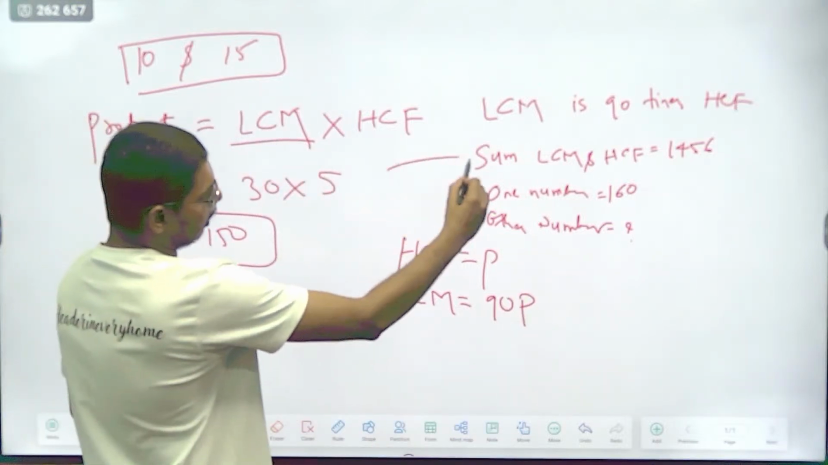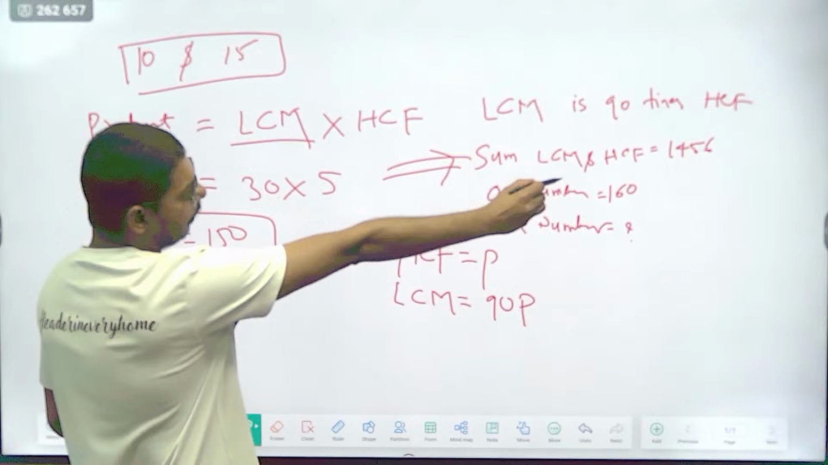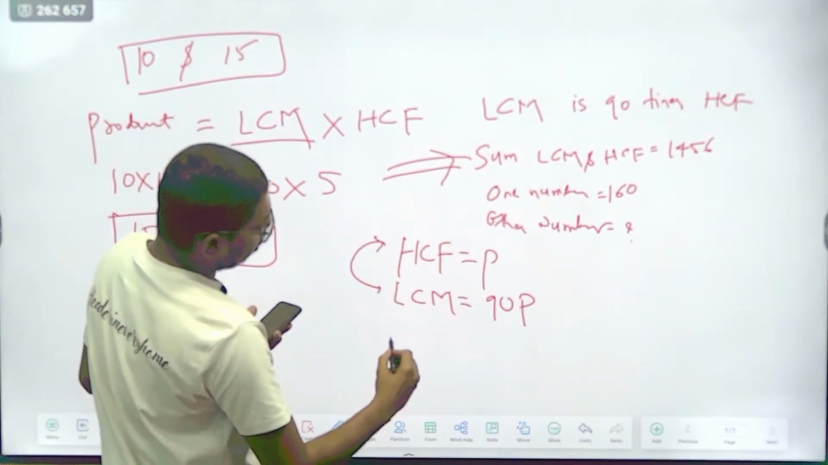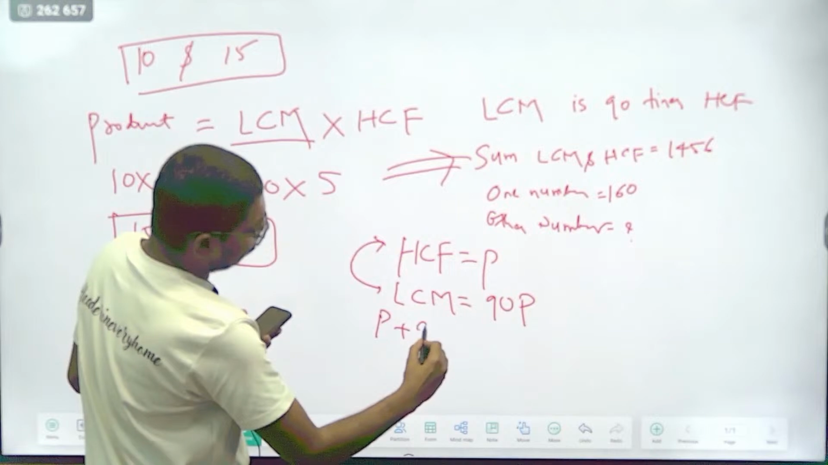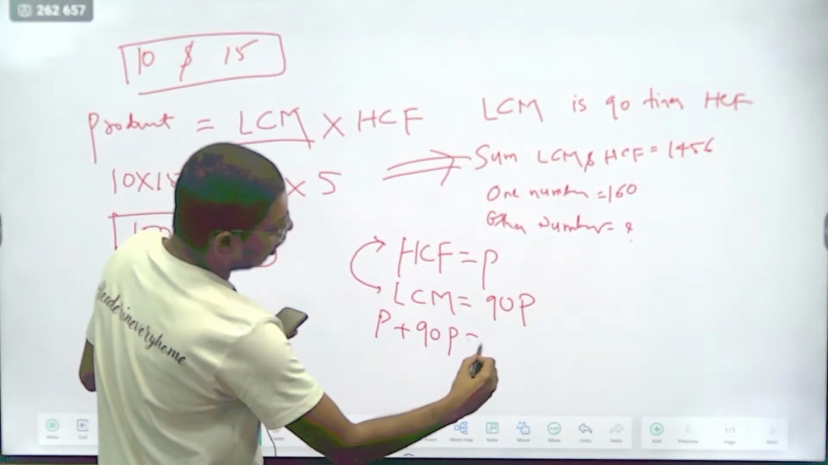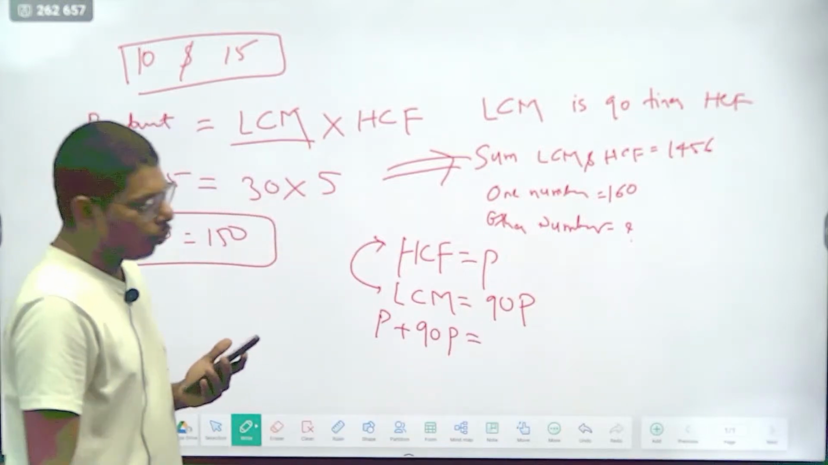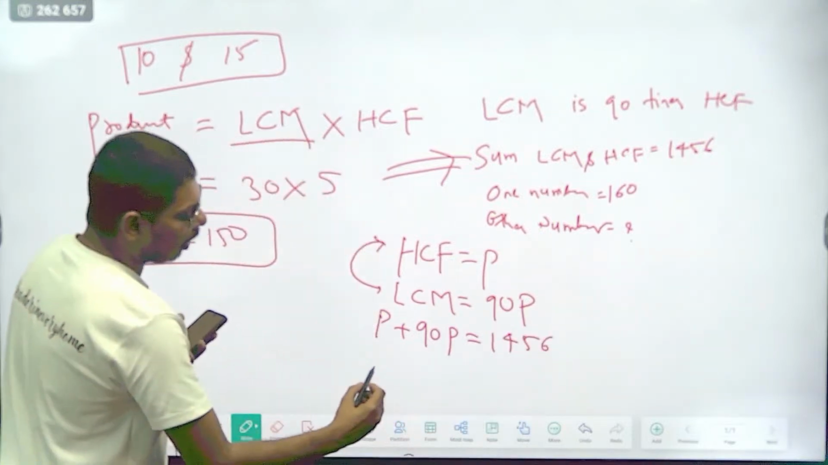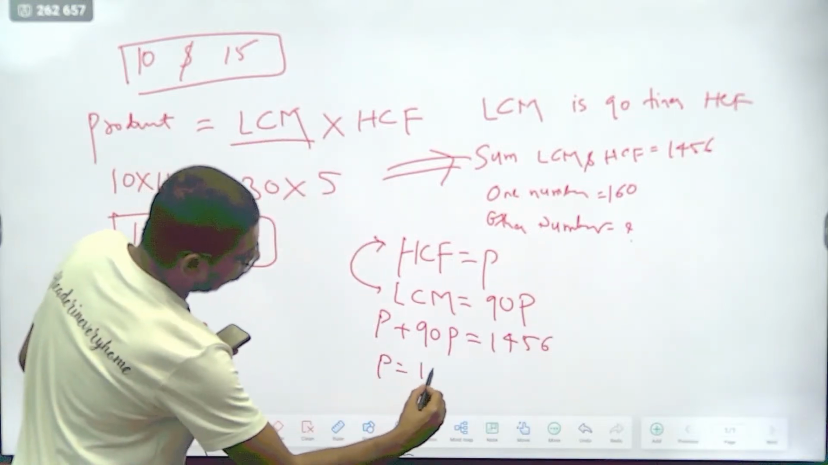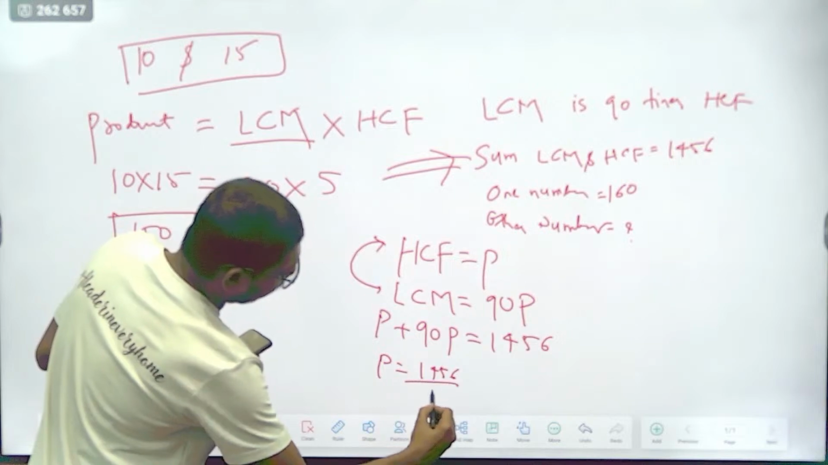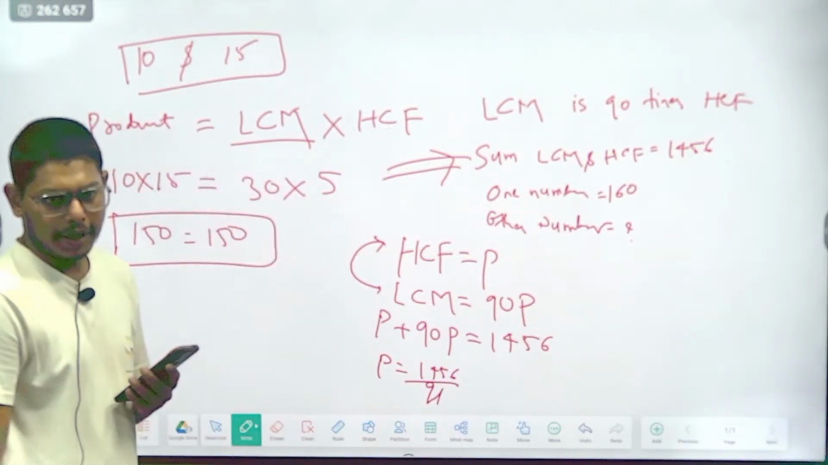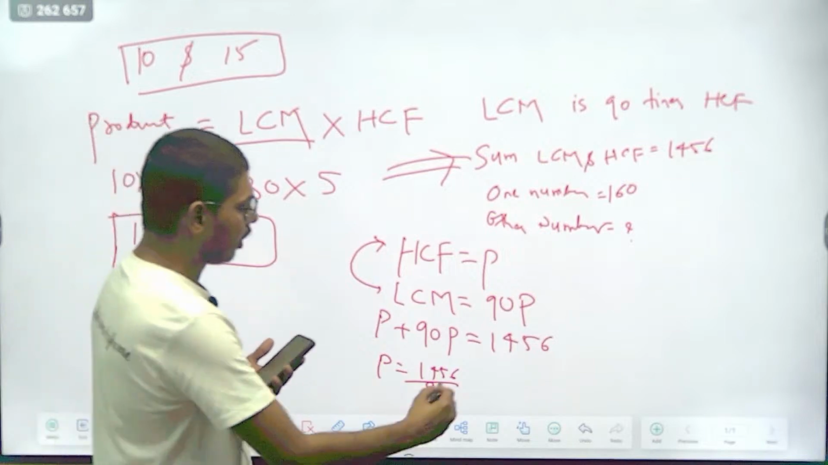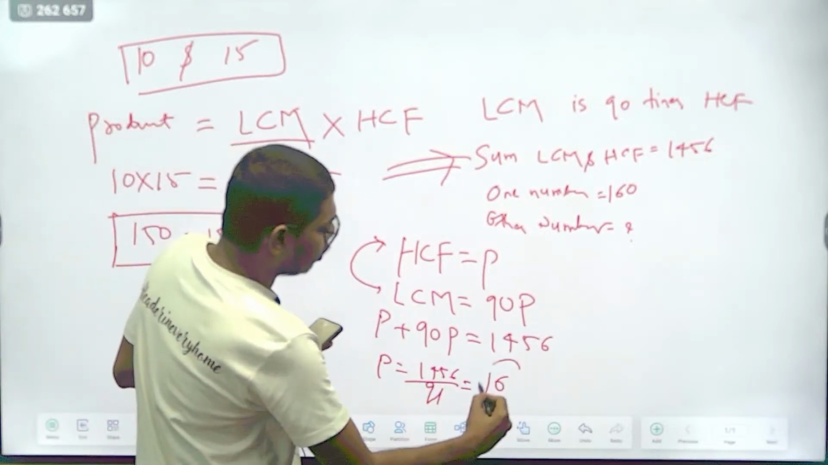Now they have given the second data, the sum of LCM and HCF, that means the sum of these two. That means P plus 90P is how much? 1456. So what is the value of P over here? 1456 divided by 91, right? How much is this value? 16, right? Okay, good.